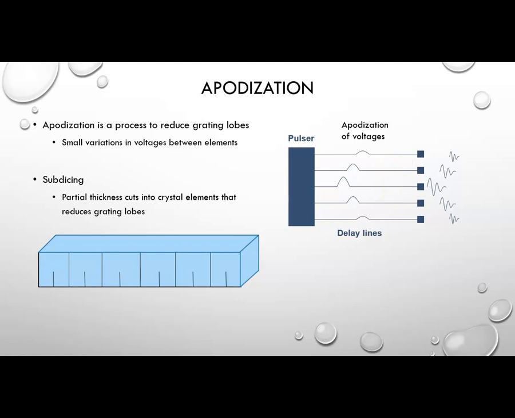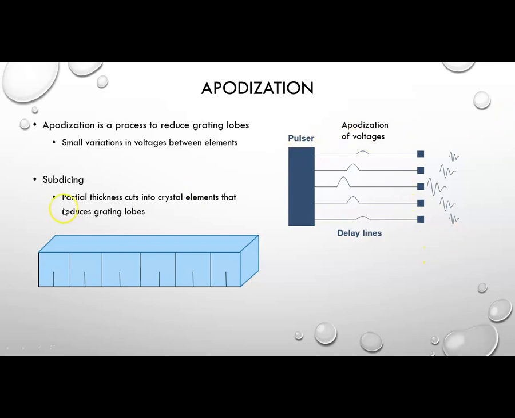Apodization reduces grating lobes. What is apodization? It's a technique of varying voltages to reduce grating lobes. Okay? How can you reduce grating lobes? Two ways: apodization and subdicing. Okay, so what is subdicing?